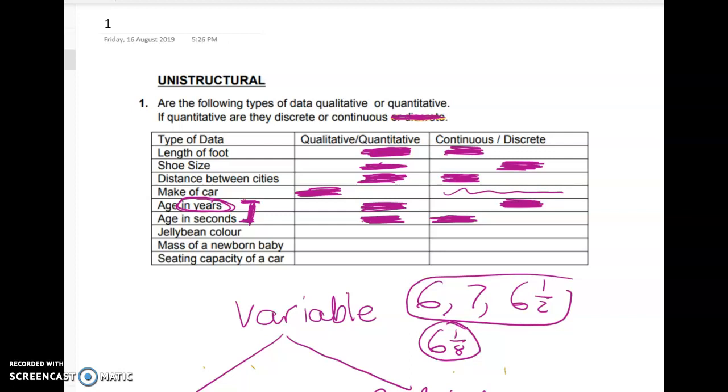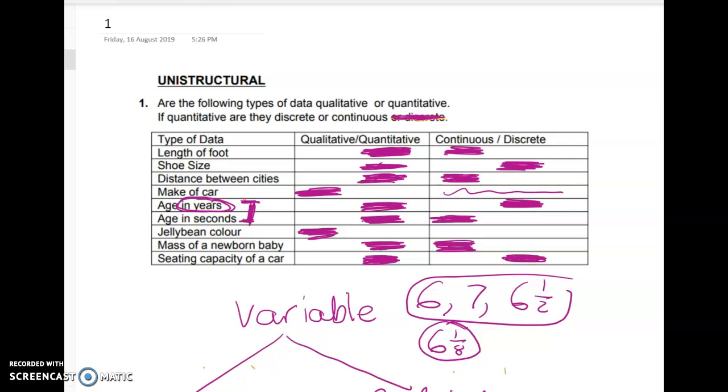Okay, jelly bean colour is going to be qualitative because the answer is a word. The mass of a newborn baby is quantitative and it's continuous, right? Because I could get more accurate if I had even better scales. The seating capacity of a car, how many people can sit in a car, is quantitative because the answer is a number and it's discrete.